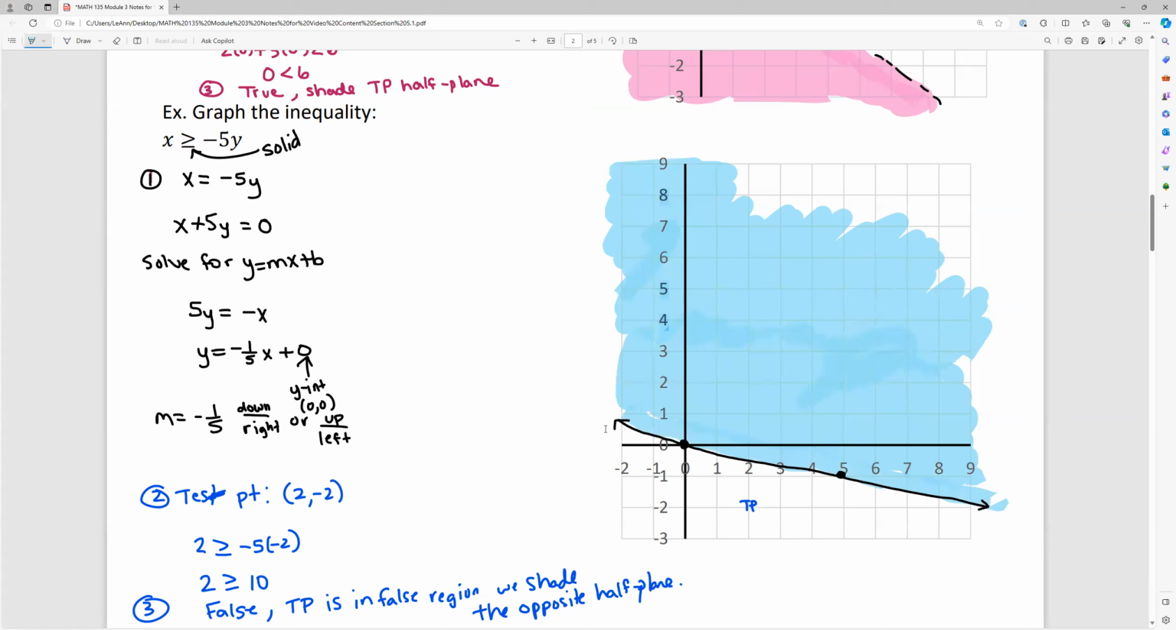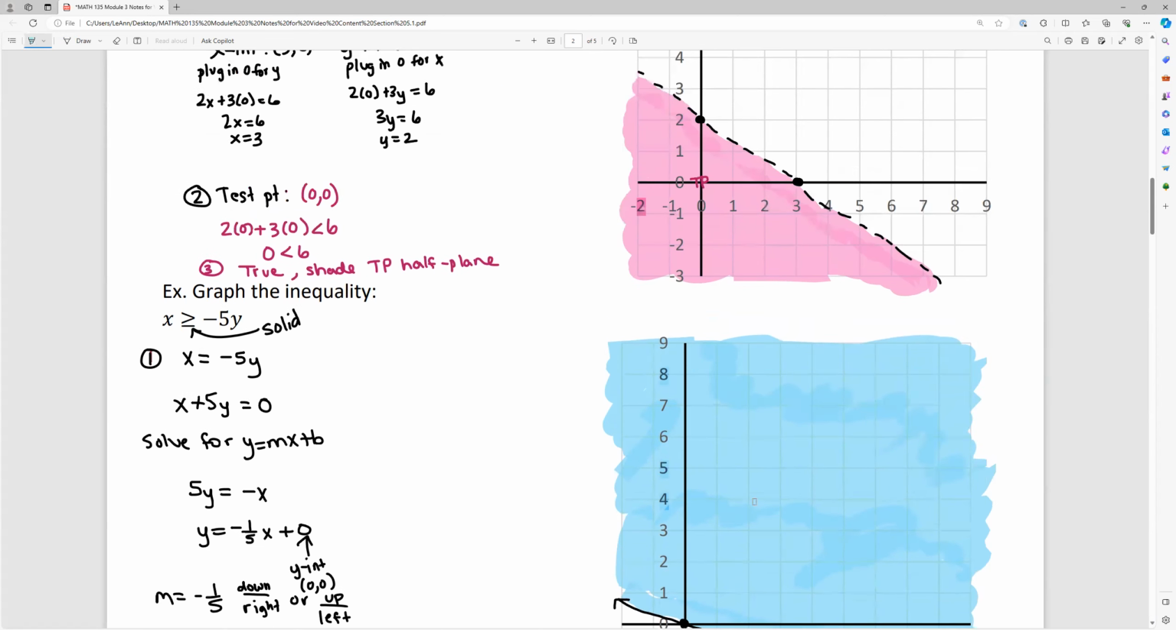And remember, the boundary line is actually also true in this situation as well. That's what the equal to is allowing for. Whereas in the first example, the boundary line was not part of the solution set.